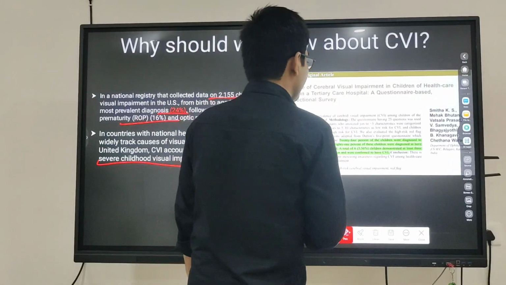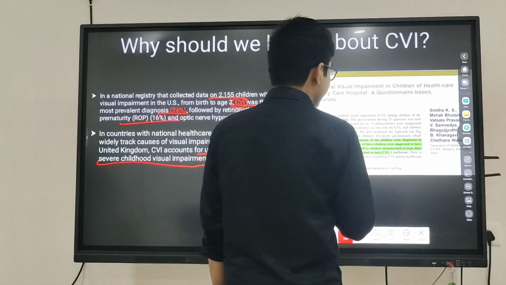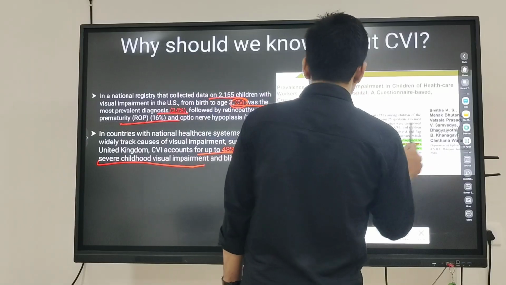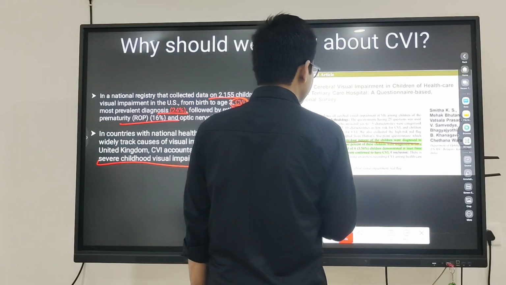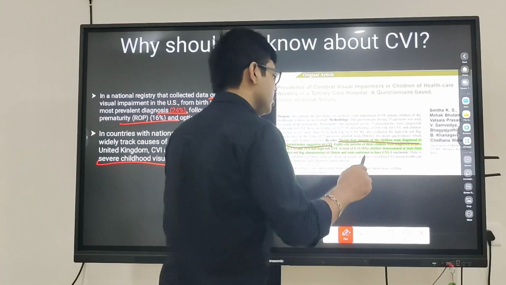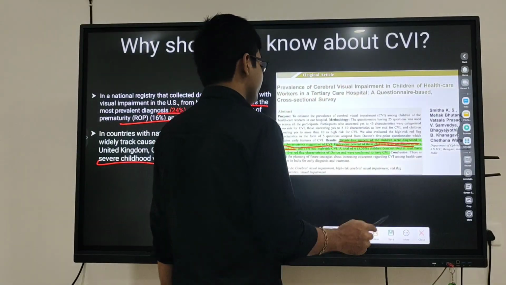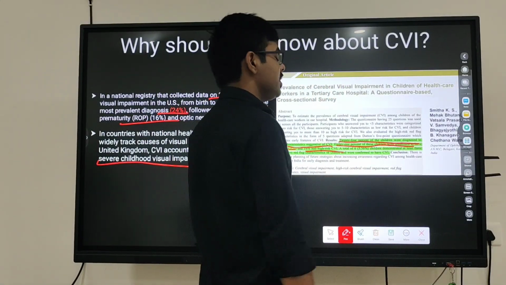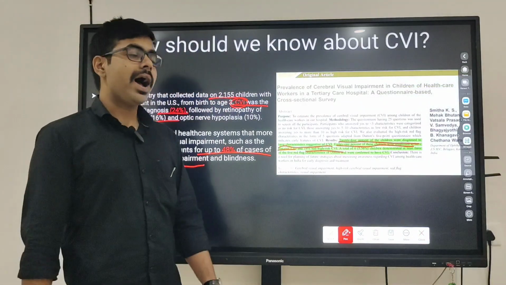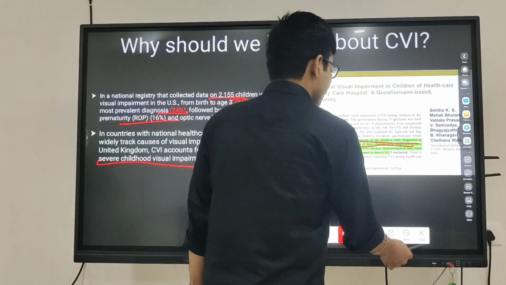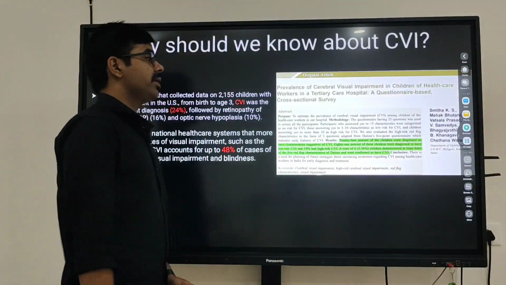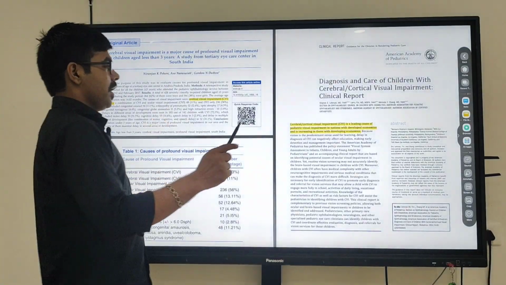Second, a study done in India is telling that 24% of children were diagnosed to have characteristics suggestive of cerebral visual impairment. Among them, 81% of these children were diagnosed to have low risk CVI, and 19% were having high risk CVI. You can see in multiple regions cerebral visual impairment is the major cause.